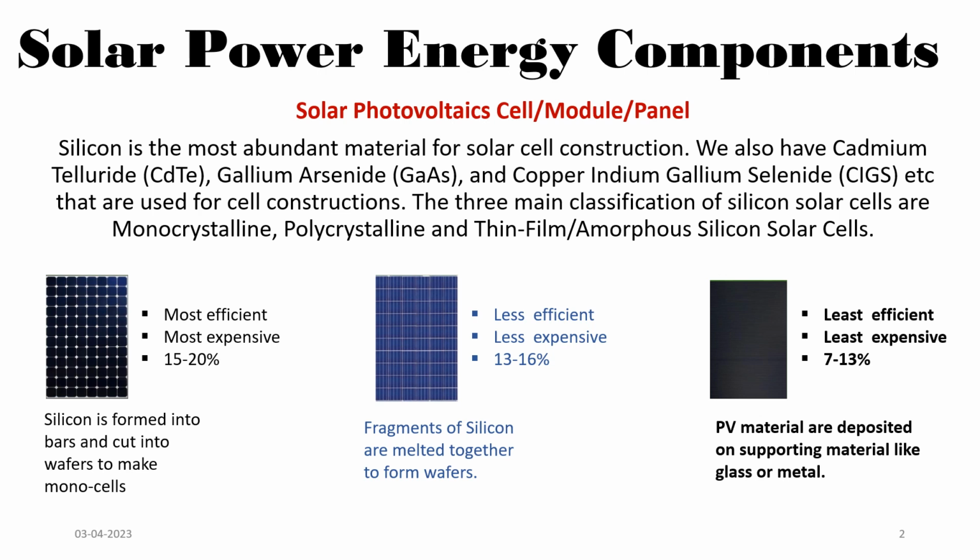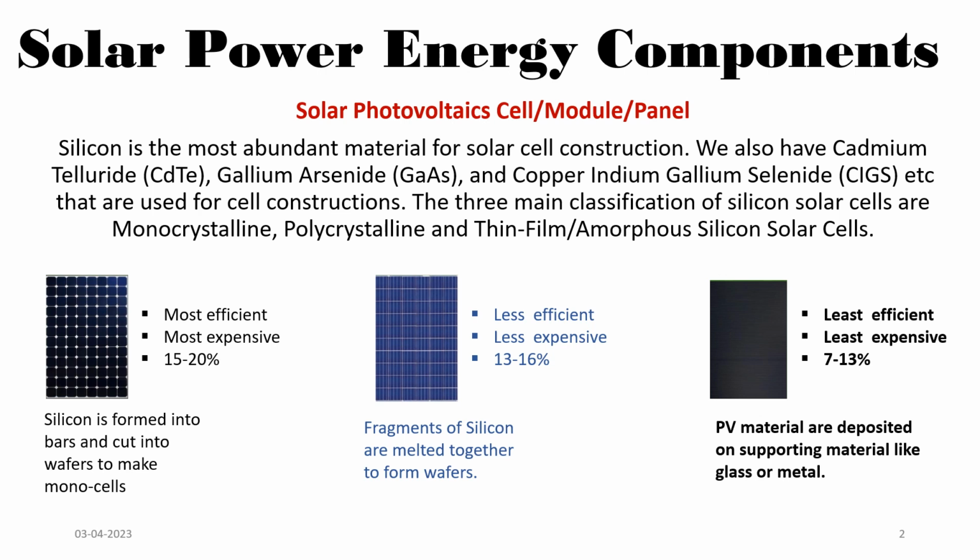So the PV materials are deposited on supporting material like glass or metal. That is the PV material. The material they use for them, they are deposited on a special material that you want to use as a supporting material. So those are the three main types that we have. You see, you have mono, we have poly, and we have thin film.